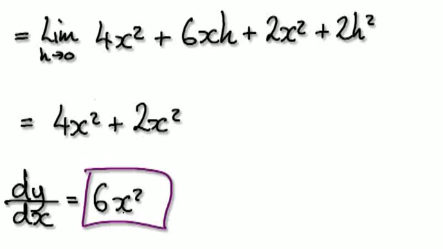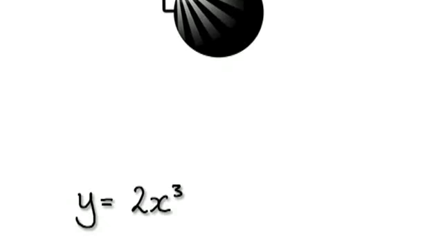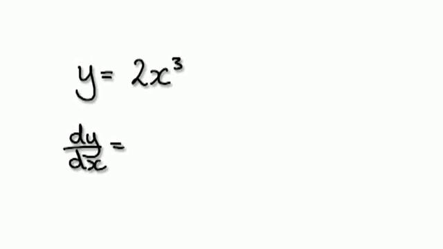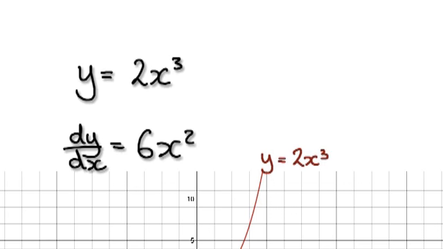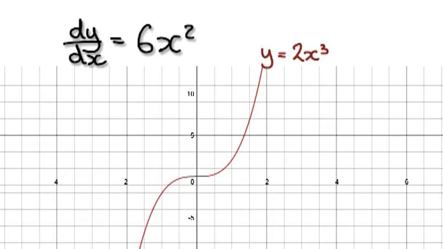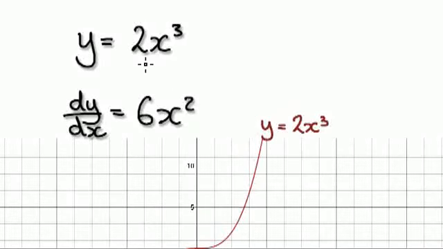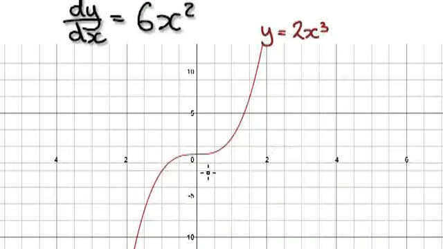Okay, so let's go back to the start here. Originally it was y equals 2x to the power of 3. Dy by dx is actually 6x squared. We just worked it out from earlier. So when you look at the original y equals 2x to the power of 3, our graph will look like this. This is a graph of y equals 2x to the power of 3.